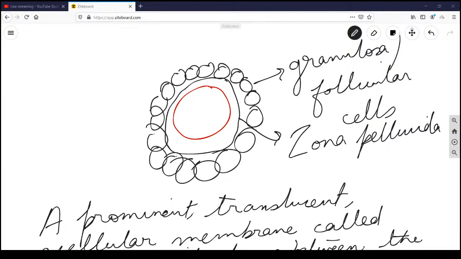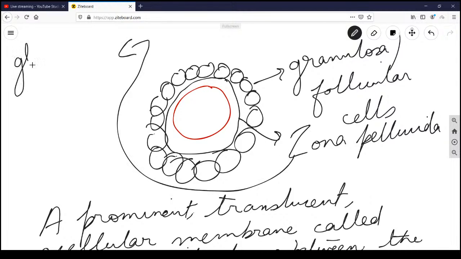So the zona pellucida, always know, is made up of glycoproteins and also glycosaminoglycans. Very good competitive exam question. So this zona pellucida is made up of glycoproteins and glycosaminoglycans.